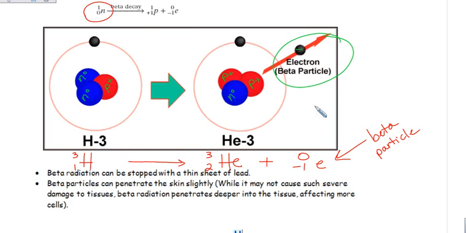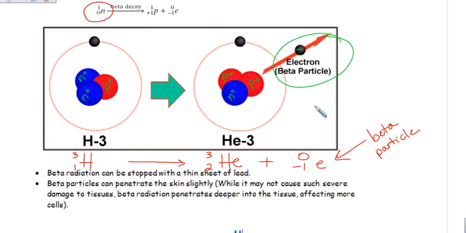Now beta radiation is a little bit more penetrating. It can be stopped by a thin sheet of lead. As far as your health goes, the beta particles can penetrate into your tissues. They're really tiny. They're just tiny little electrons. So they may not do a lot of damage, but they'll penetrate farther.